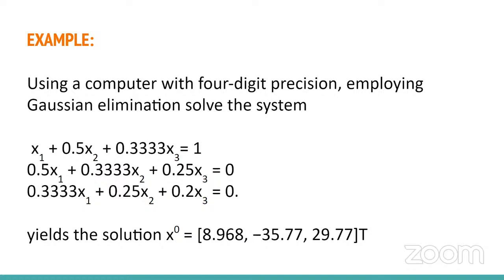So we say using a computer with 4-digit precision. The computer can be a small calculator that just has 4-digit precision, so your answer is going to give you 4 digits, not more than that. That's what this is saying. So when you're using that calculator or computer, or Gaussian elimination, to solve this particular problem, it will give you a solution of 8.968, like that. These solutions are for the unknown values x1, x2, x3. So let's assume you've used your calculator.